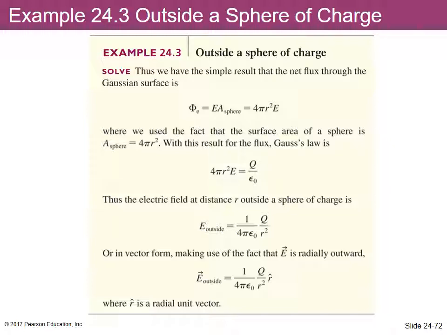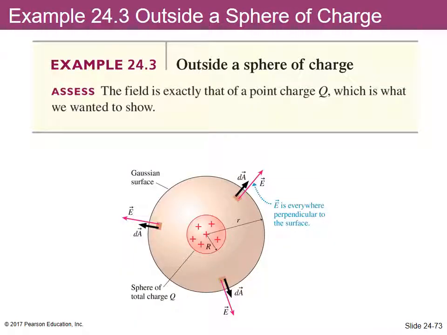The surface area of the sphere is 4 pi r squared, so the flux is 4 pi r squared times E. The charge enclosed is Q, so the electric field outside the sphere can be found as pointing radially away from the sphere with a magnitude of 1 over 4 pi epsilon naught times Q over r squared. The field is exactly that of a point charge Q, which is what we wanted to show.